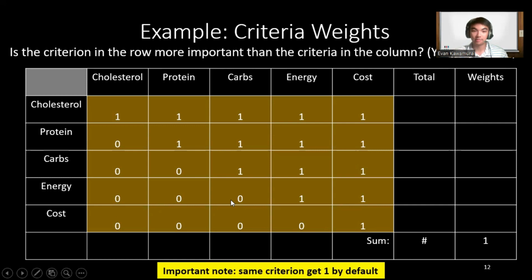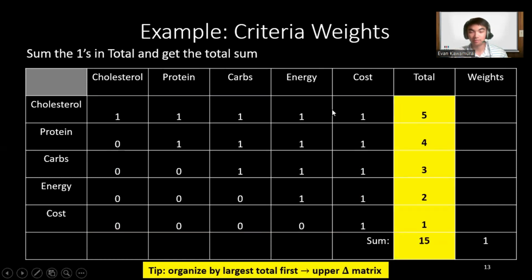Then the next step, you're going to sum all of these ones per row in the total column. And then you're going to sum the totals. Now, a secret tip is to organize all of these values by the largest first. This is going to give you an upper triangular matrix. You can see I have all the ones in the upper right-hand side.